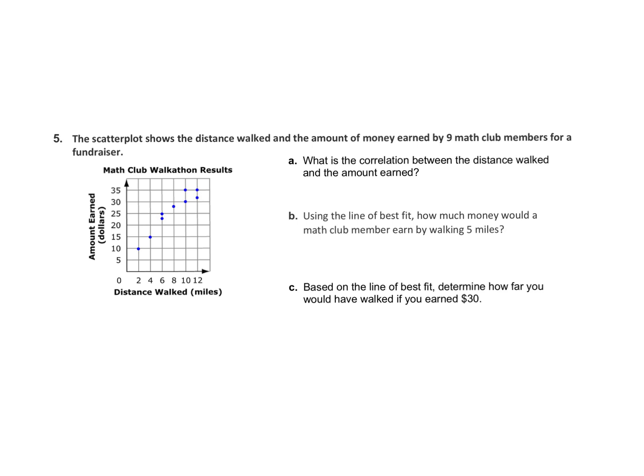So number 5, the scatter plot shows the distance walked and the amount of money earned by 9 math club members for a fundraiser. So the first thing we want to do is take a look and identify our line of best fit. So remember, when you're doing that, you're going to try to get as many points on the line and then about an equal amount above the line and below the line.